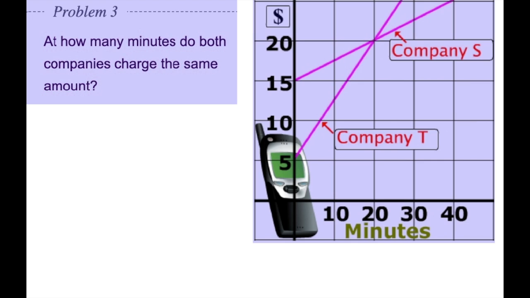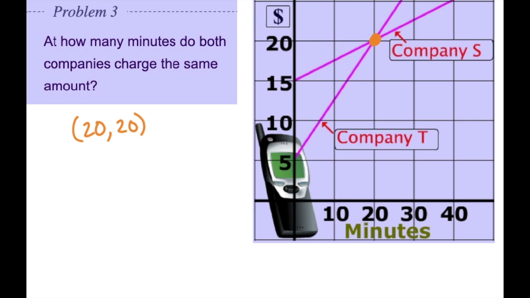Let's identify the solution to this system before we answer the question. What is the solution to this system of equations? Write it as an ordered pair. So when we look, we're looking for the point of intersection. These two lines do have a point of intersection right here. Okay, my x value here is 20. My y value is also 20.